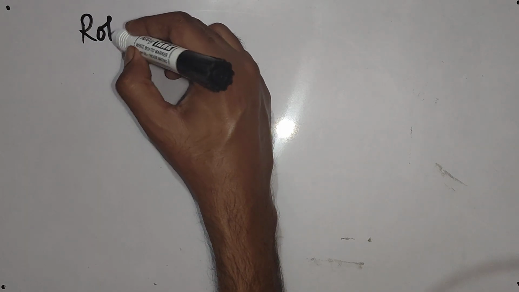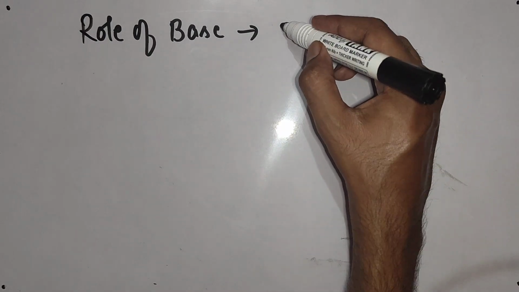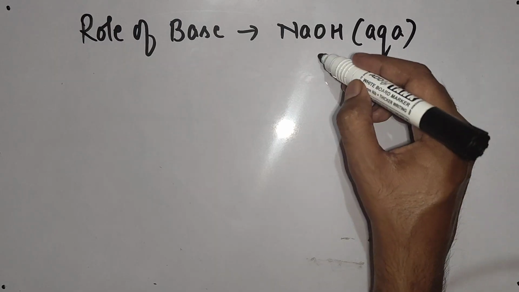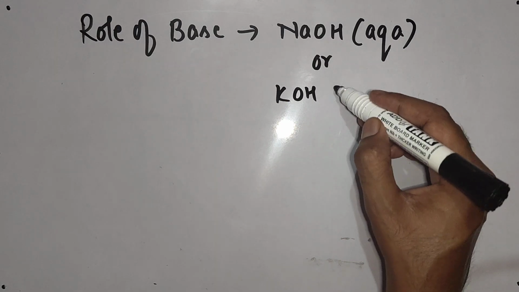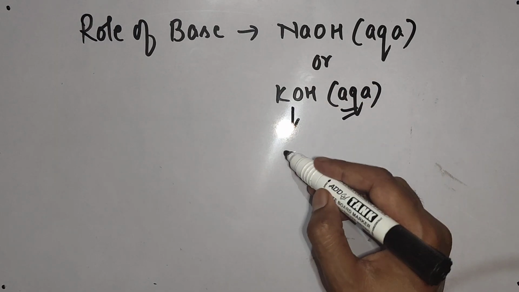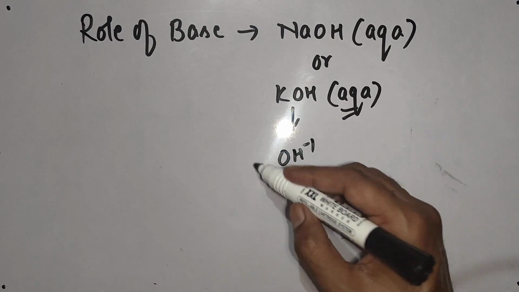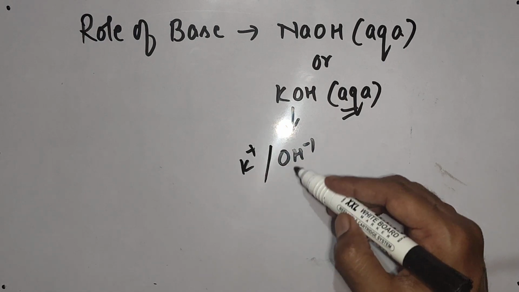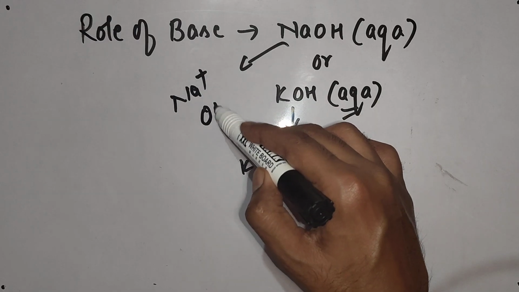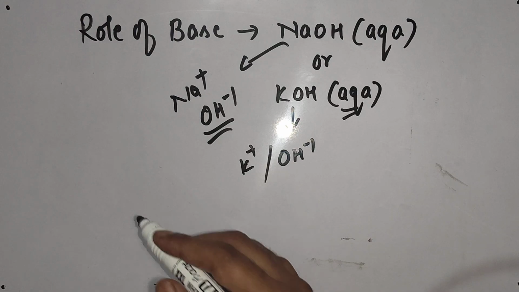Role of base. What is the base doing here? We have used aqueous NaOH or aqueous KOH as a base. So you know what the base will give us: it will provide OH negative. Like KOH, it will break into two parts, K positive and OH negative. NaOH will also break into two parts, Na positive and OH negative. Now these OH negative ions, what are they going to do?